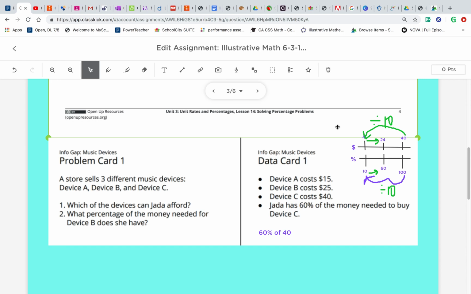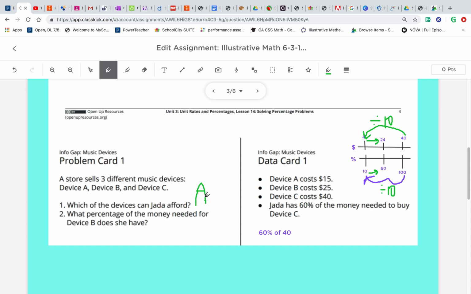To answer the first question, which one of the devices can she afford? If she has $24, can she afford A? Yes, she can afford A. So put a big A here. Can she afford B? Well, B costs 25. Uh-oh. No, she's a little bit short. Unless somebody can give her $1, she is not going to be able to buy device B. And we already knew that because she has 60% of the money needed to buy device C, she can't actually afford device C. So it's just A that she can afford.